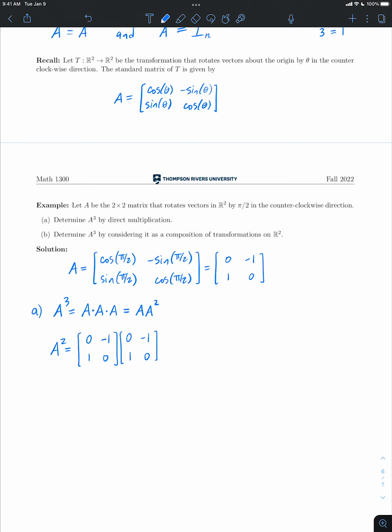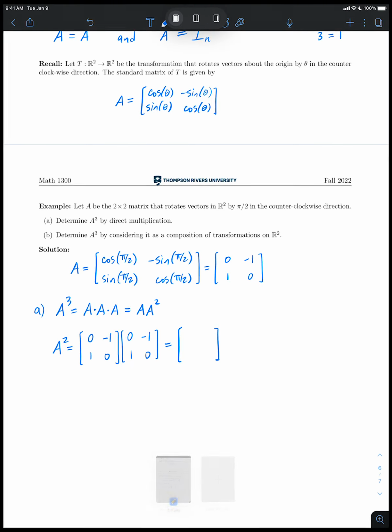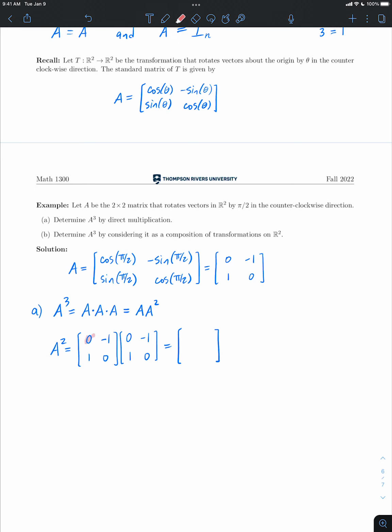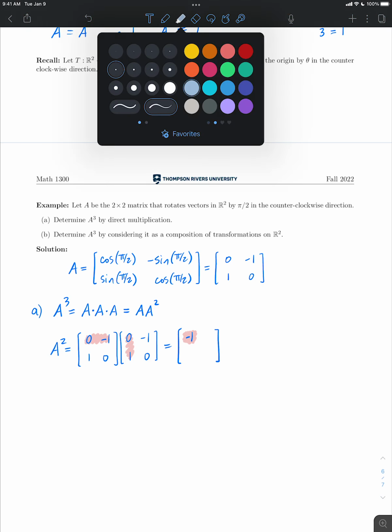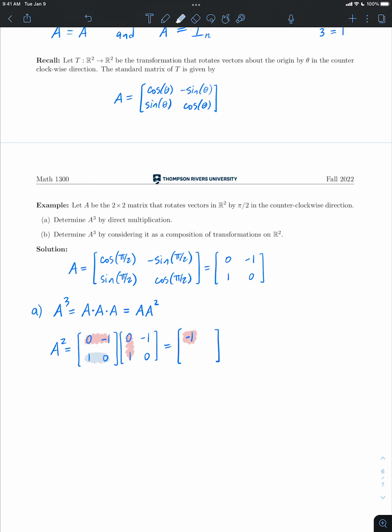And you can work out this product of two 2 by 2 matrices just by computing one entry at a time. So let's do that now. For our first entry up here, I'll multiply this row by this column to get this entry. And what will that give me? 0 times 0 plus negative 1 times positive 1. That's going to give us negative 1. And then if I multiply this row by this column, that will give me this entry here: 1 times negative 1 plus 0 times 0, so that's going to give me negative 1 again.